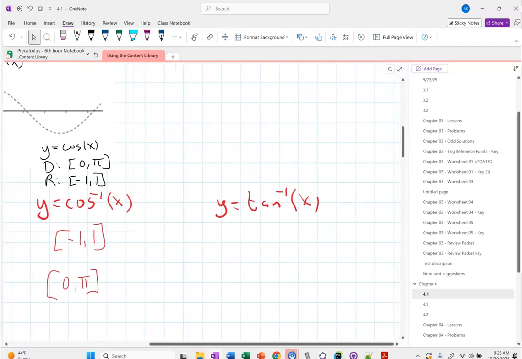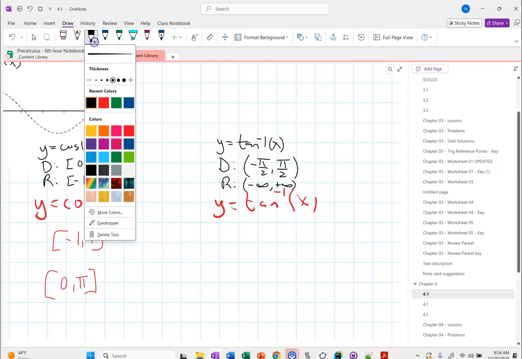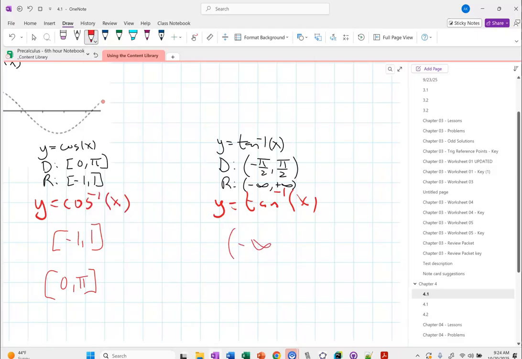And then if I have tangent, the same thing, we'll do a domain restriction. But tangent was weird, right? Remember, tangent had those vertical asymptotes, so the range for tangent is still going to be all real numbers. Which means the range for tangent inverse will also be all real numbers, but the domain of tangent will be restricted to only negative pi over 2 to positive pi over 2.